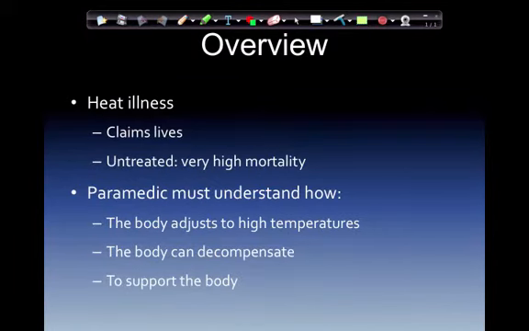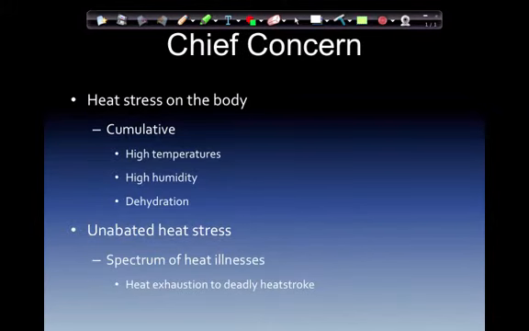So heat illness claims lives every year. Untreated, there's a very high mortality in this. Paramedics must understand how the body adjusts to high temperatures. The body can decompensate, and we must support the body in its endeavors. Chief concern: heat stress to the body is cumulative, and this means all of this together. So high temperatures, high humidity, and dehydration combined is what gives us a heat injury.